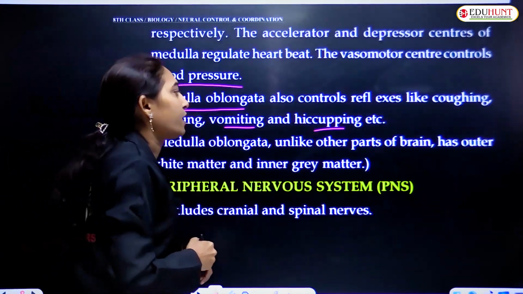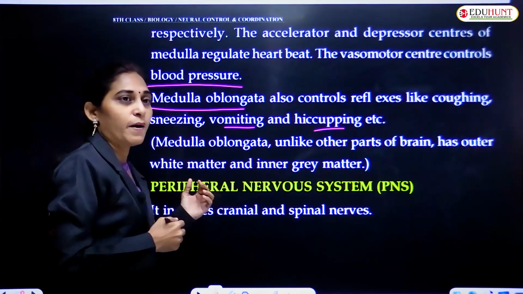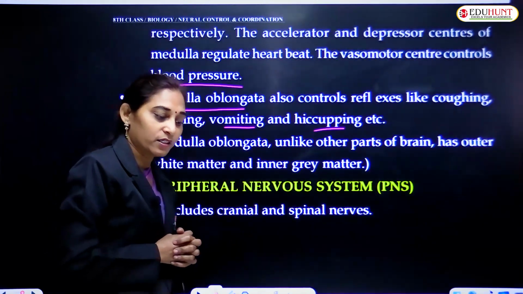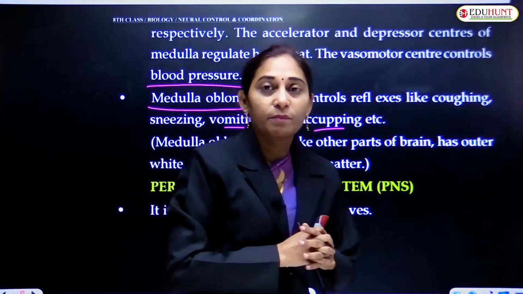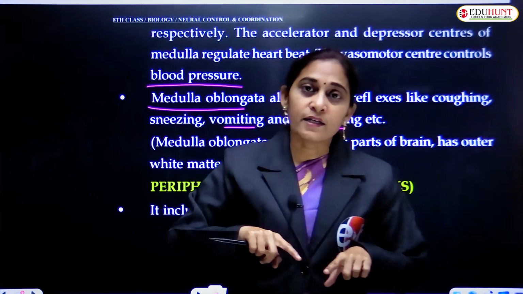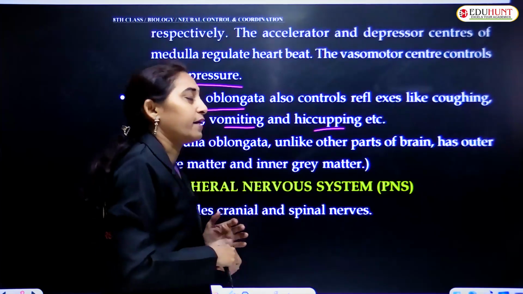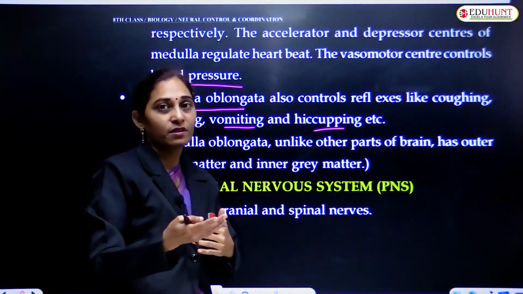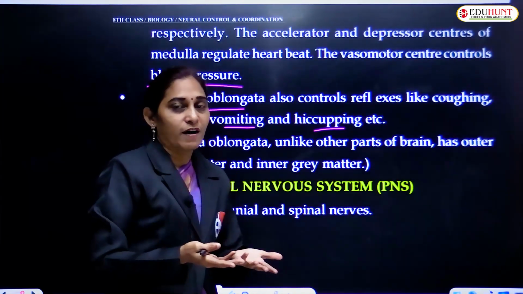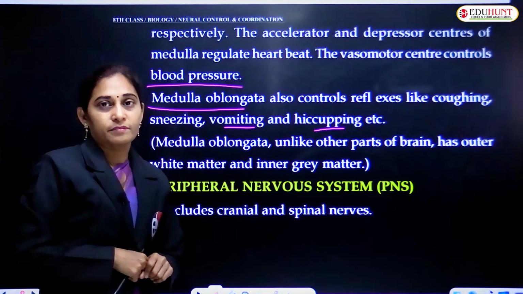And medulla oblongata, unlike other parts of the brain, has outer white matter and inner gray matter. Actually, other parts of the brain have outer gray matter and inner branched white matter. But in the case of medulla oblongata, the condition is reversed: outer white matter and inner gray matter are seen.